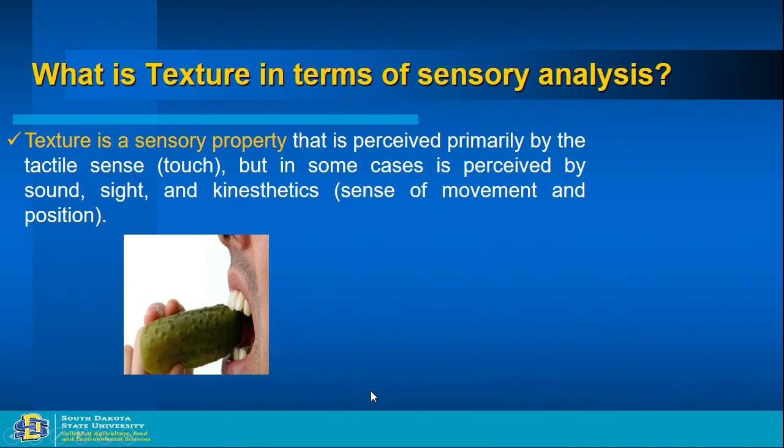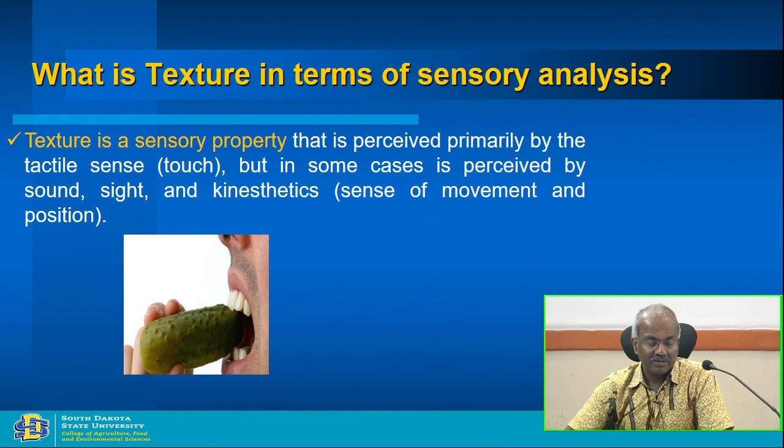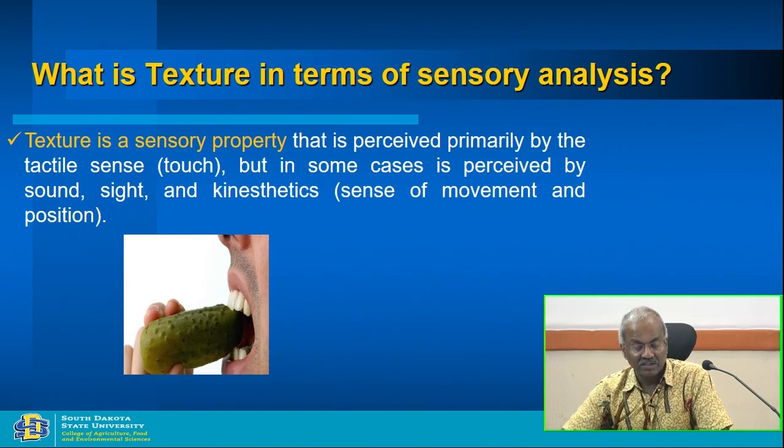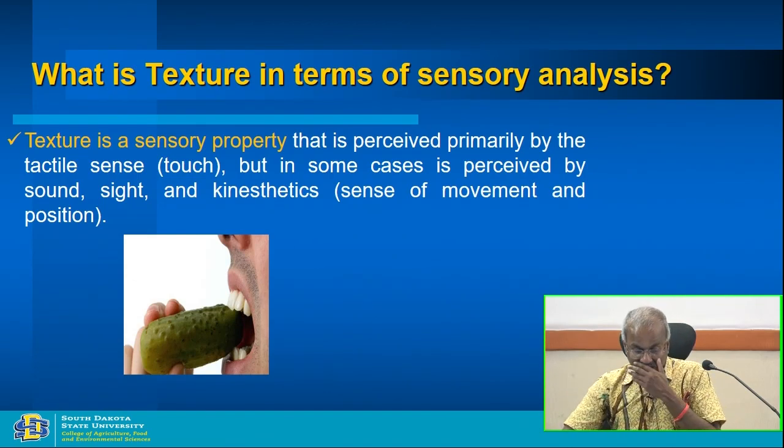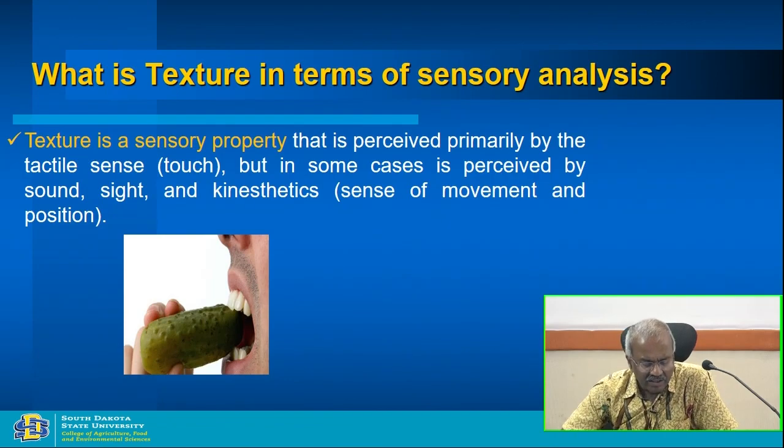So, what is texture in terms of sensory analysis? Texture is a sensory property that is perceived primarily by the tactile sense, touch, but in some cases is perceived by sound, like crispiness, sight, and kinesthetics, sense of movement and position.